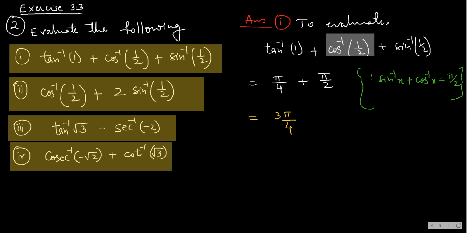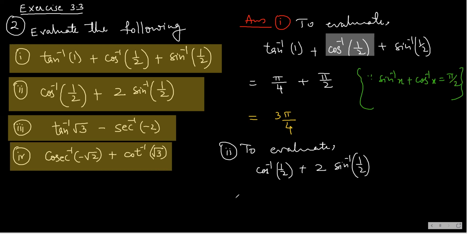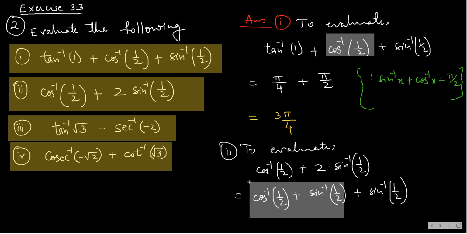Now we take the second question. Look at the second one. The first one is over. The second one is to evaluate cos inverse of 1 by 2 plus 2 times sine inverse of 1 by 2. You know what I will do? Next step, I will write this as cos inverse 1 by 2 plus 2 times sine inverse 1 by 2. So I can write this as cos inverse 1 by 2 plus sine inverse 1 by 2 plus sine inverse 1 by 2.